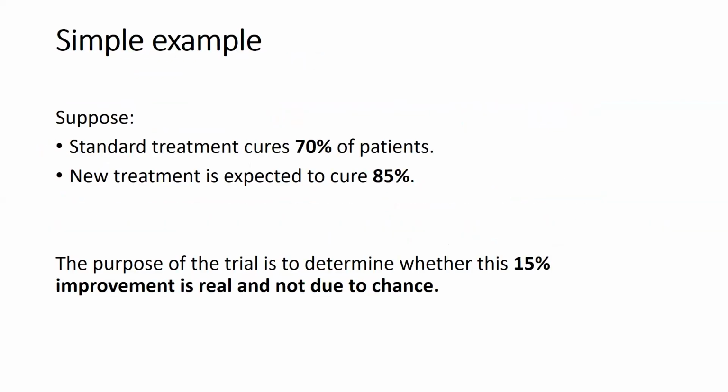So the simple example which I have given. Please see this. Standard treatment cures 70% of the patients at 6 months. Suppose the new treatment, what we are expecting, cures 85%. So the difference is 15%. This is called the superiority margin, 15%. At least this new treatment should cure 15% more compared to standard treatment. Then we can say the new treatment is superior to the standard treatment.